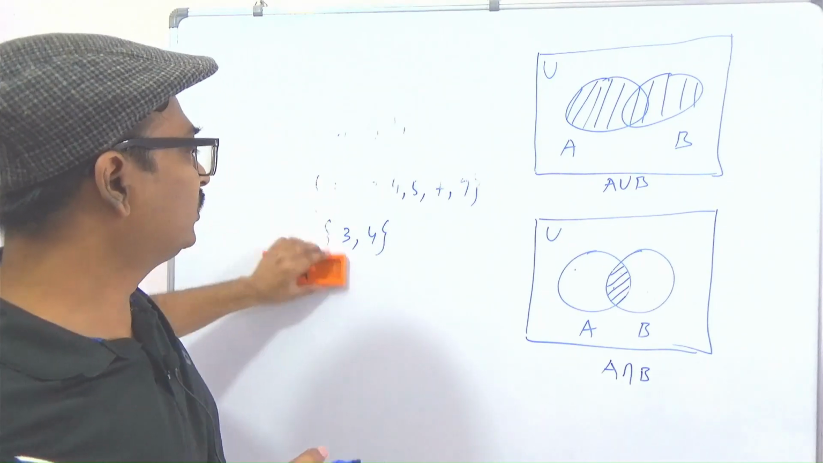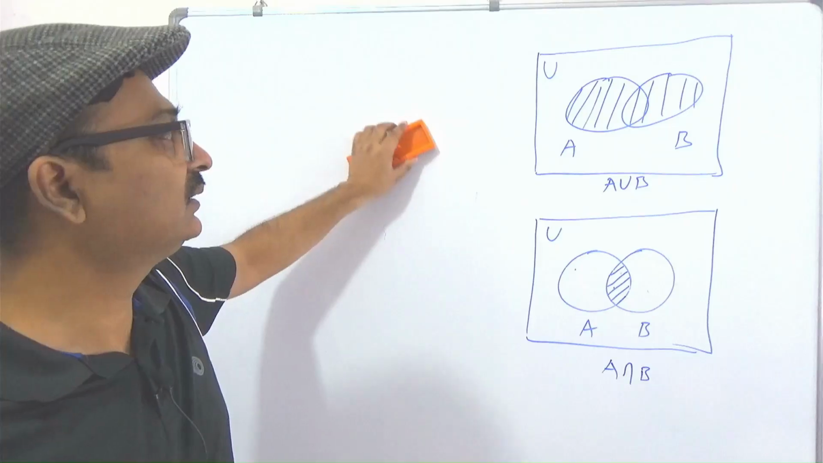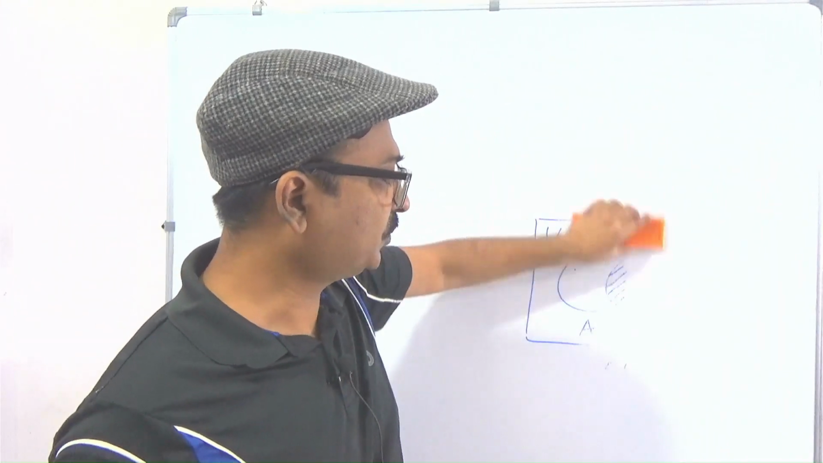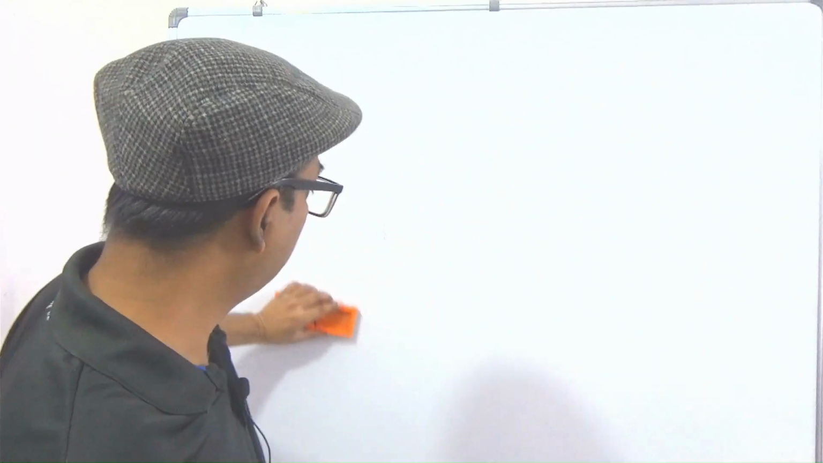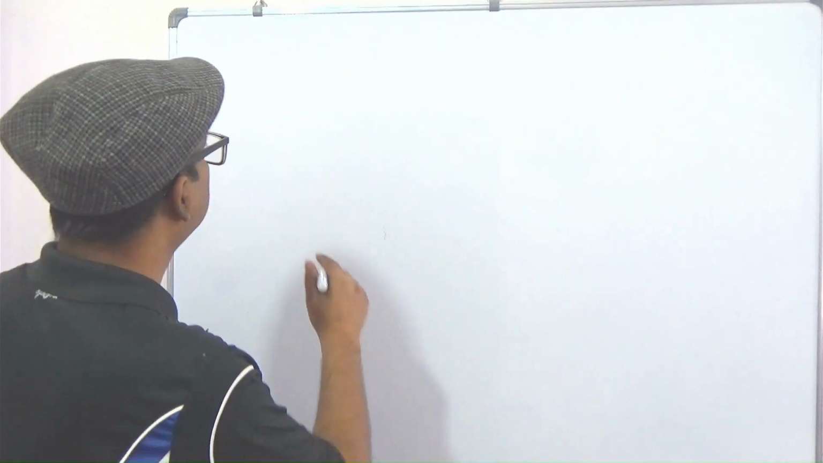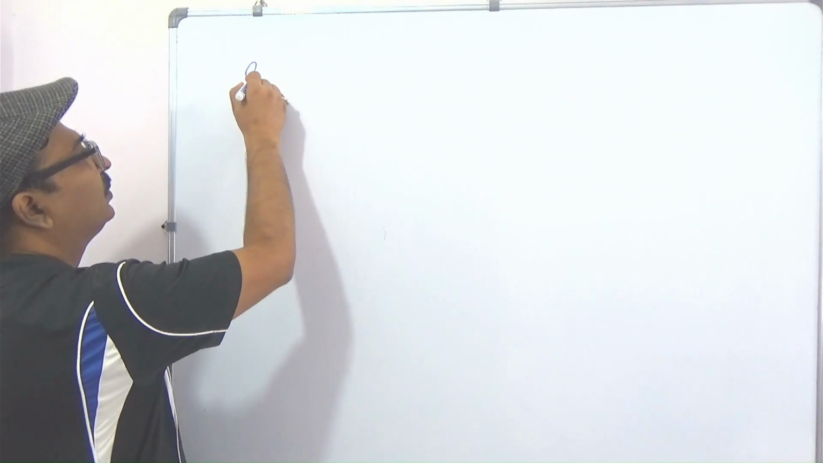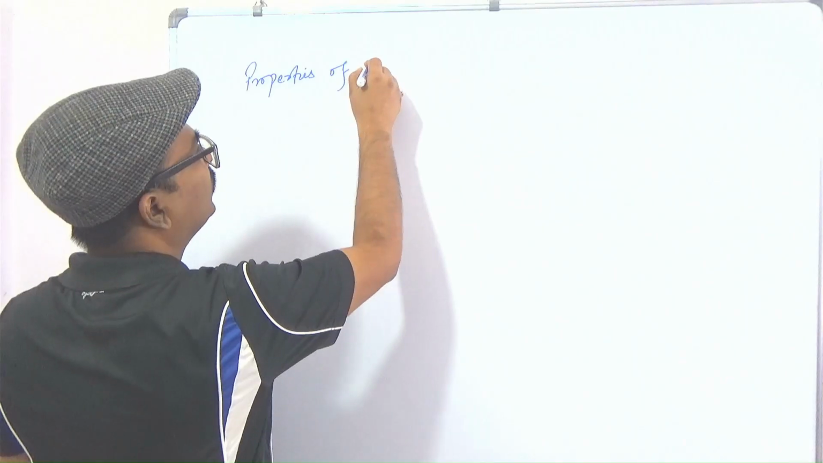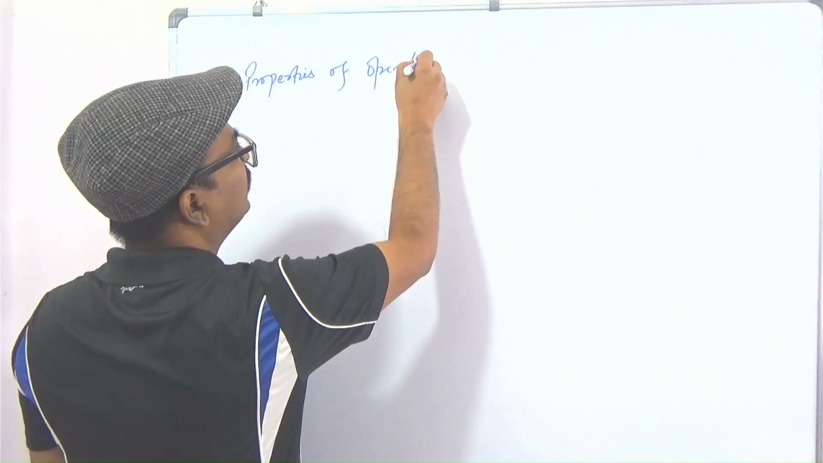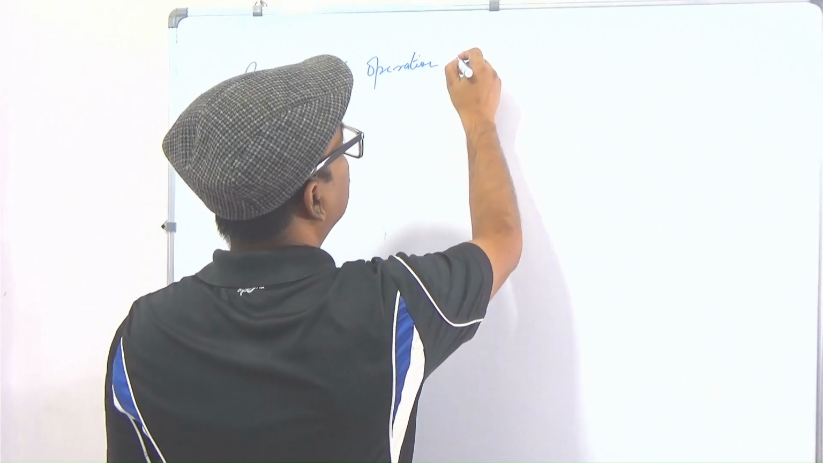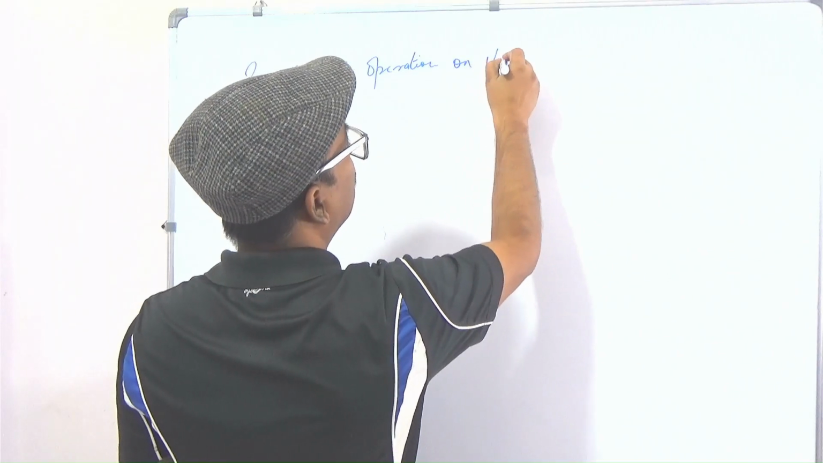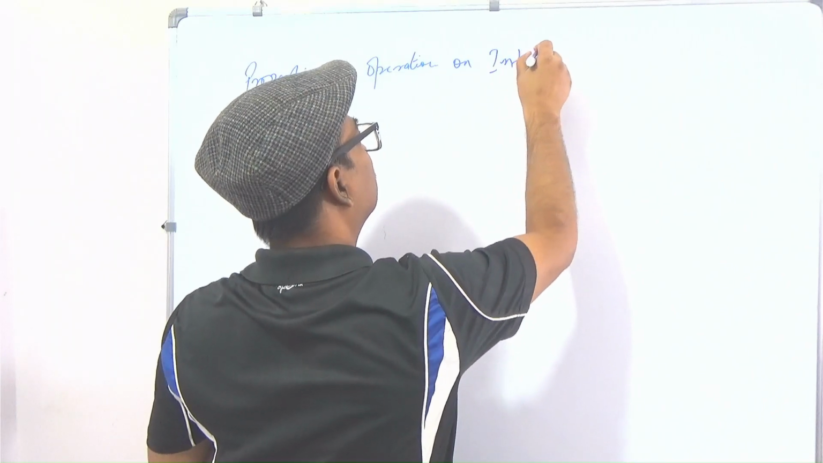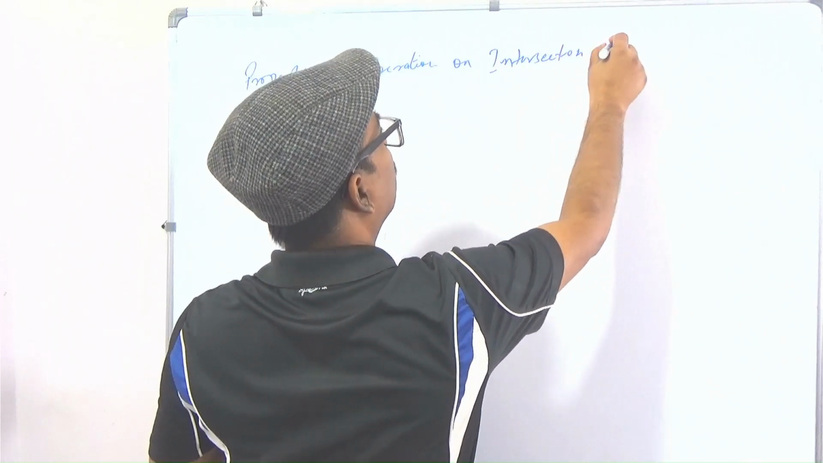We saw the properties of union of sets. Now we will see the properties of intersection of sets. The first property in union was commutative law. It still holds true for intersection. We'll write properties of operation on, not union, intersection of sets.